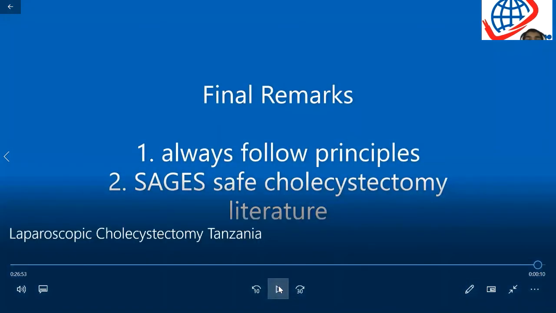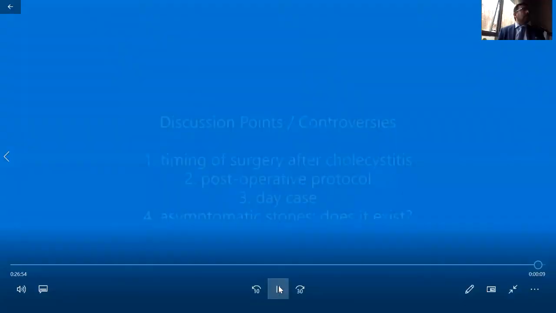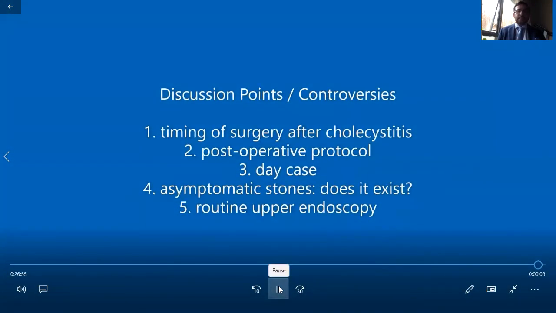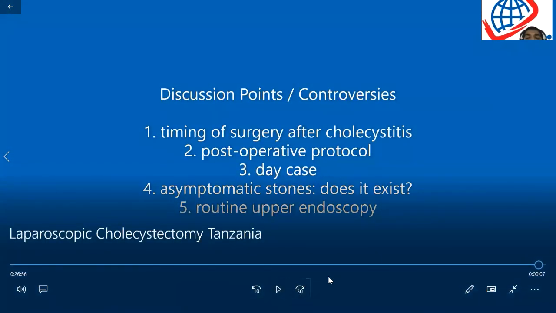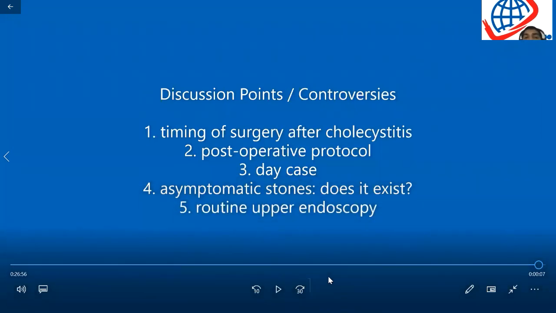Final remarks. I think always follow your principles. SAGES has a good safe cholecystectomy program online, which you can have a look at. A few controversies before we conclude. Timing of surgery after cholecystitis is controversial. I tend to go in as soon as I possibly can for a cholecystectomy.